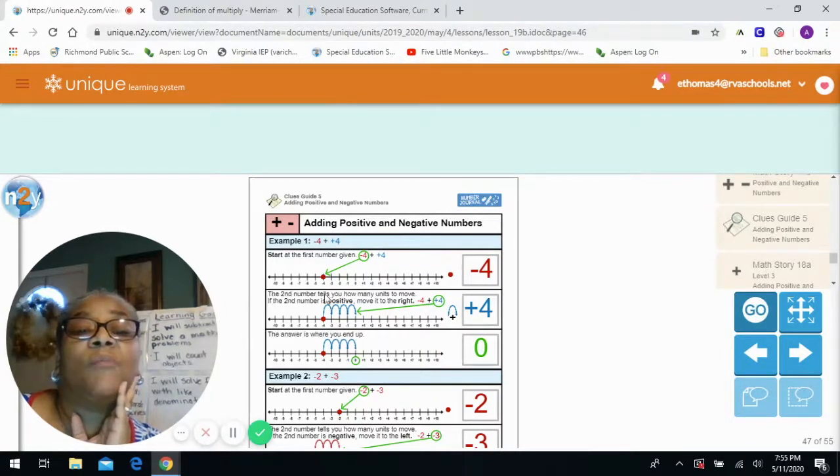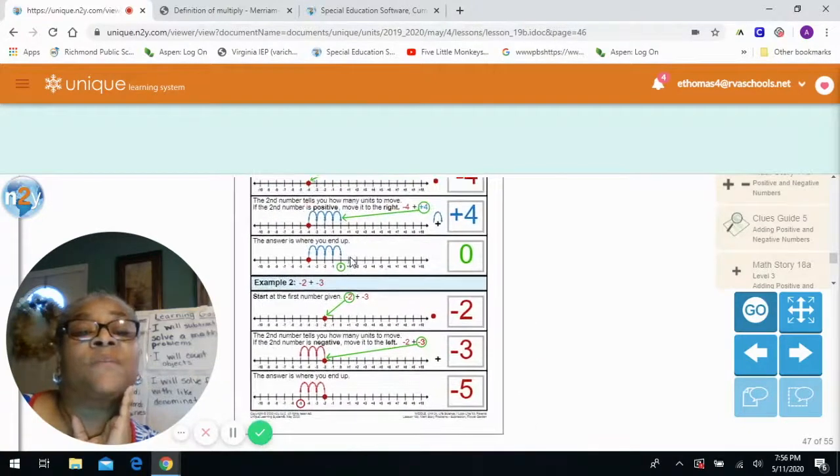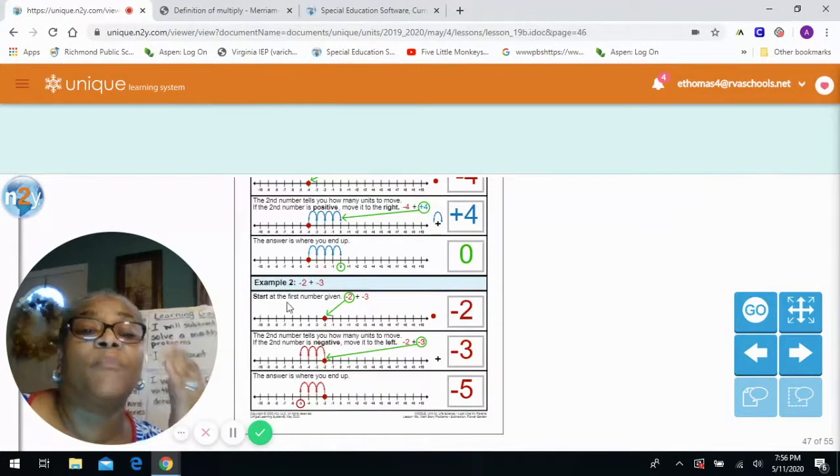It says the second number tells you how many units to move. If the second number is a positive, move to the right. Okay? You move to the right. Then the answer is where you end up, and it will be what? 0. Now, another example, -2 plus -3.